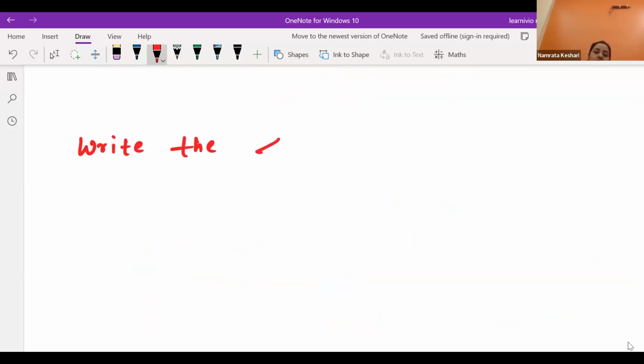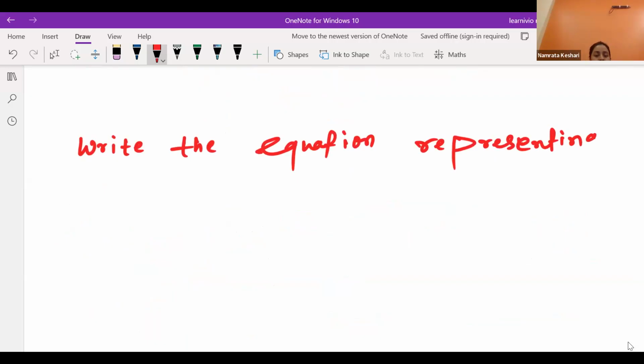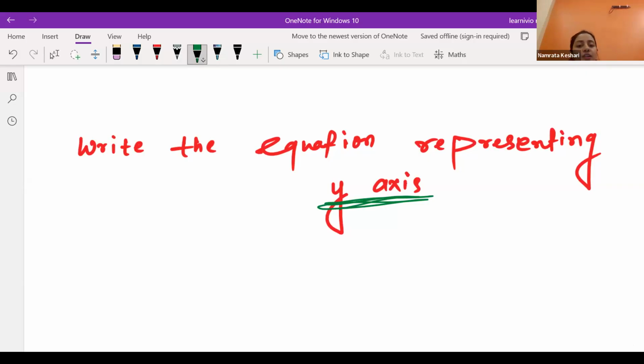Write the equation representing y-axis. Okay, I'm telling you this one. Whenever we are talking about the equation representing x-axis, this type of question will not be there in your exam. Okay, most of 95% chances there that it will not be there. Okay, but it can be there, who knows.